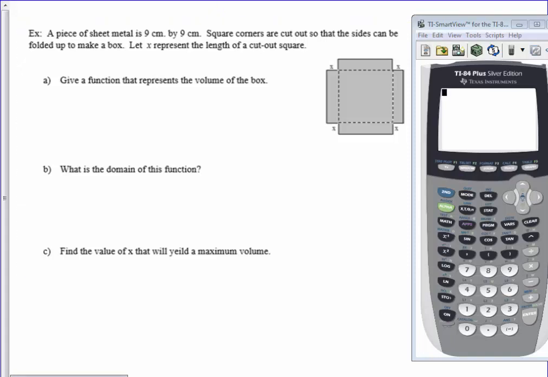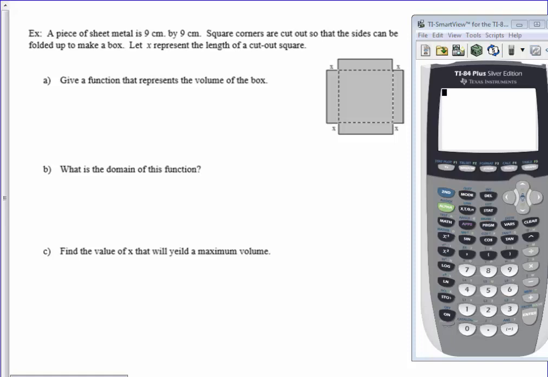Here's another application problem where they're asking us to either maximize or minimize something. This example says a piece of sheet metal is 9 centimeters by 9 centimeters. Square corners are cut out so that the sides can be folded up to make a box. Let x represent the length of the cutout squares.